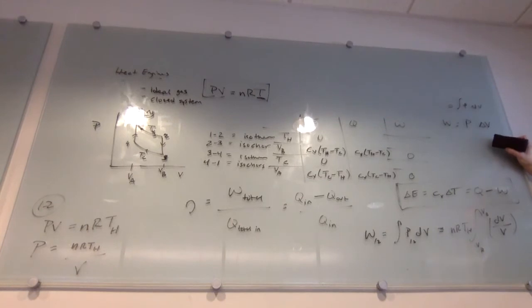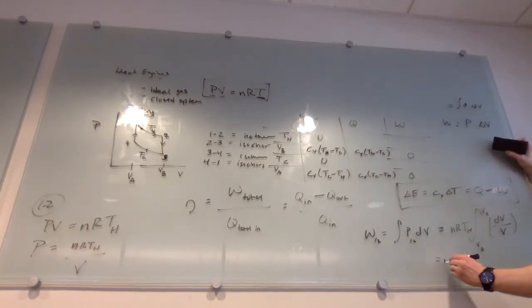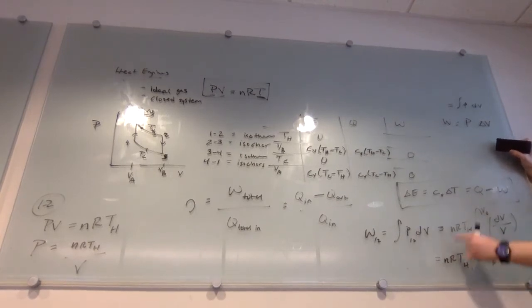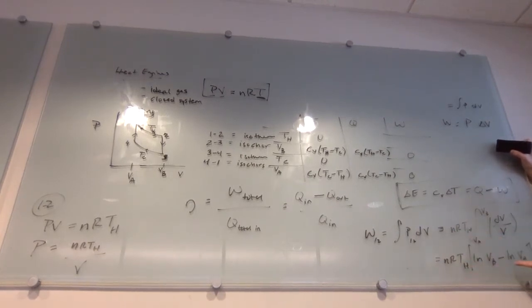So what do we get? Well, what's the integral of dv over v? It would just be log, right? Natural log of v. And we have to plug in the limits again, so we get ln of vb minus ln of va, right? And just plug it in at the top, minus, and plug it in at the end.